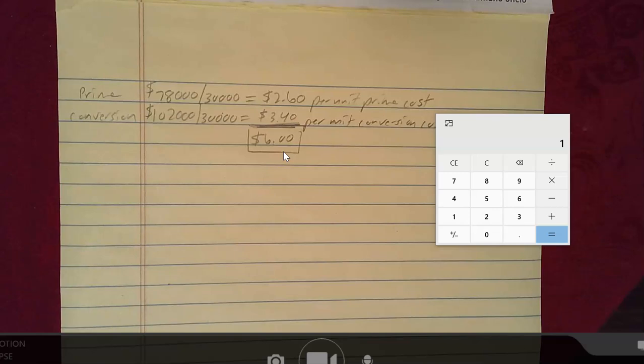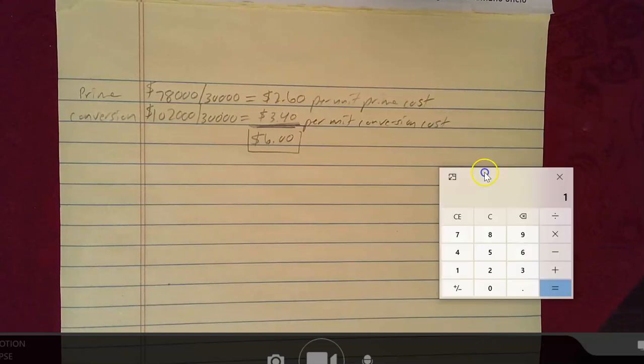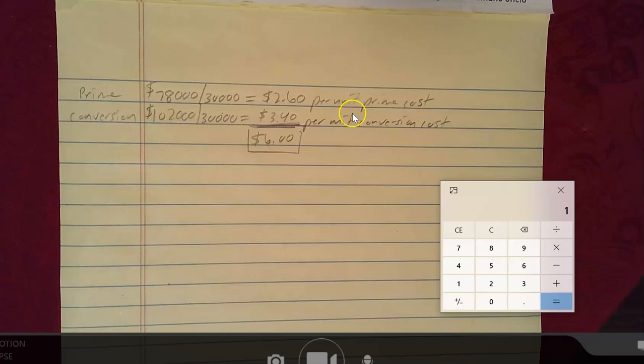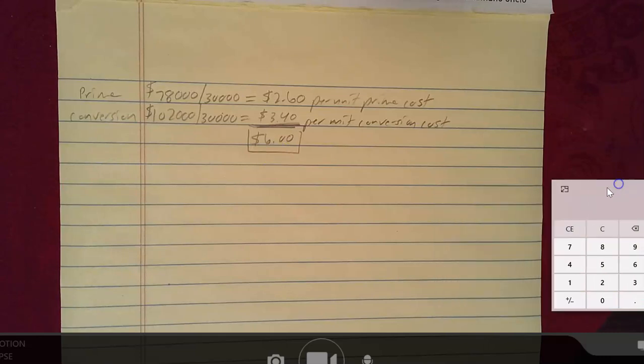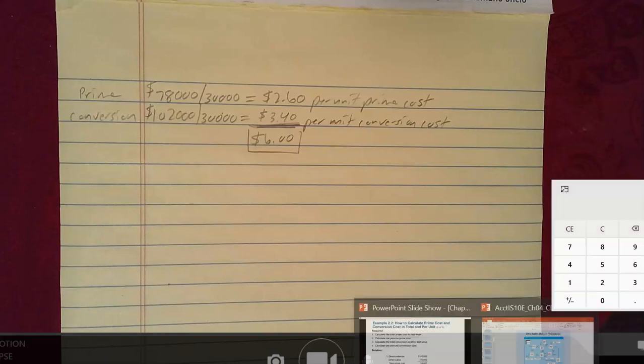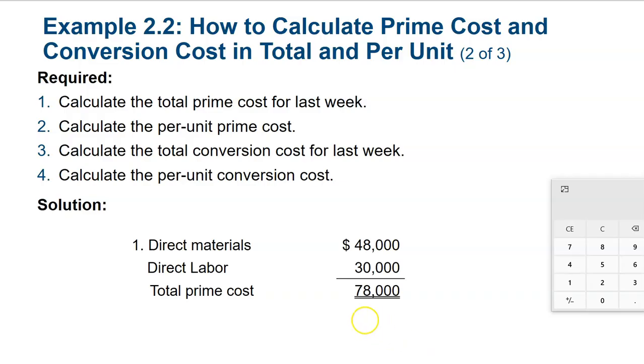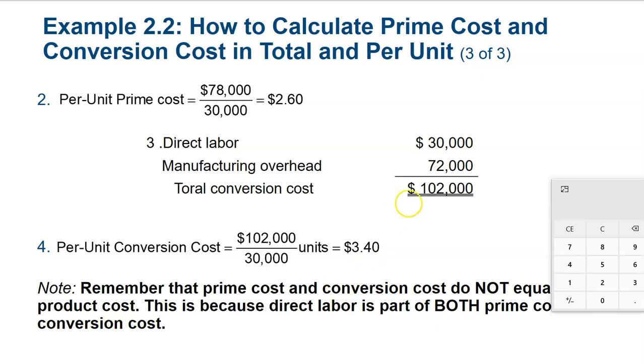So my point is we cannot take the prime cost per unit and simply add it to the per unit conversion cost and come up with cost per unit. It won't work. It will always be too high. Not always by $1, that was convenient, but it will always be too high.